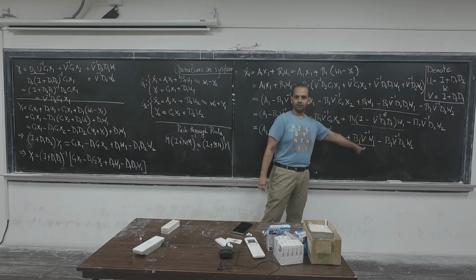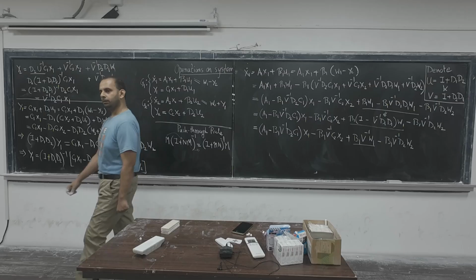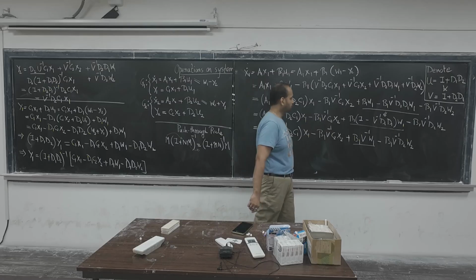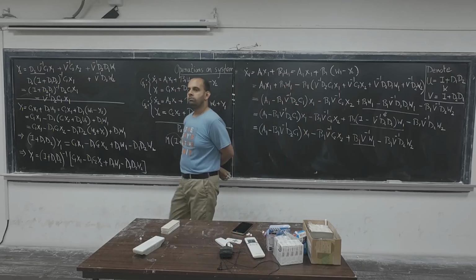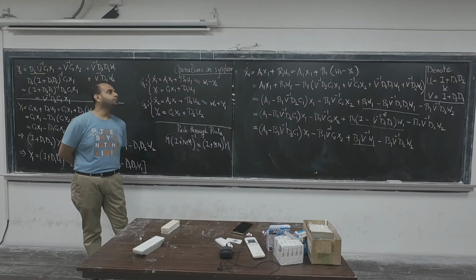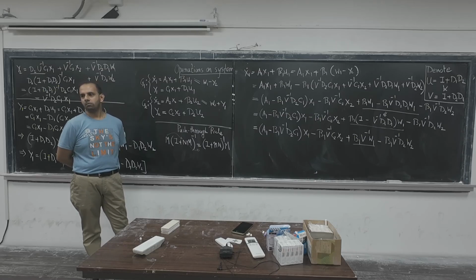Can I directly write this? Please tell me whether you have understood this simplification from this to this. Just replace V by its original expansion, that is I plus d2 d1. I means V inverse into V, and then I have taken V inverse common, isn't it? Are you getting or not?